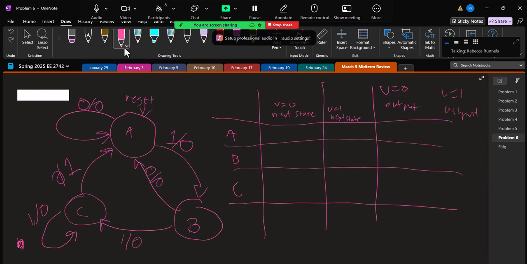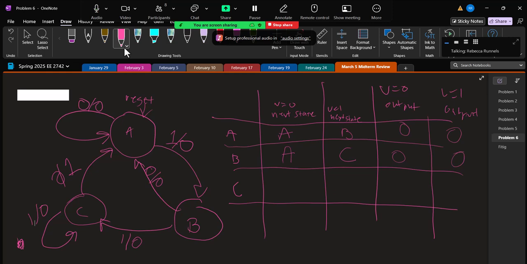Okay, so if I'm in state A and V equals 0, my next state was A, and if V equaled 1, my next state was B. And if I'm in state A and V equaled 0, my output was 0, and if V equaled 1, my output was 0. If I was in state B and V equaled 0, my next state was A. If my input was 1, my next state was C, and my output was 0 for both of them.